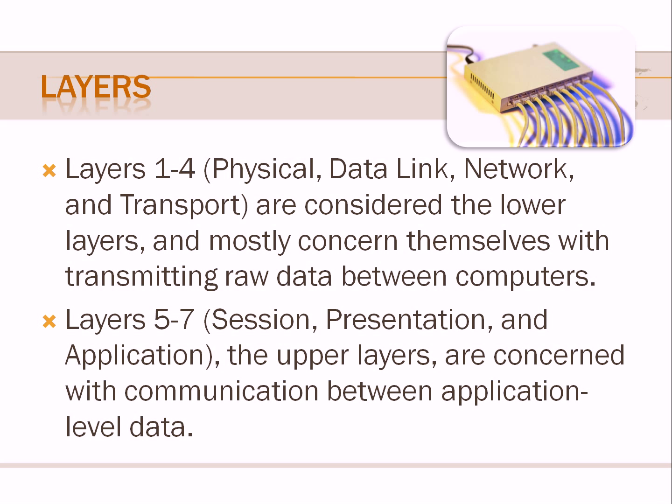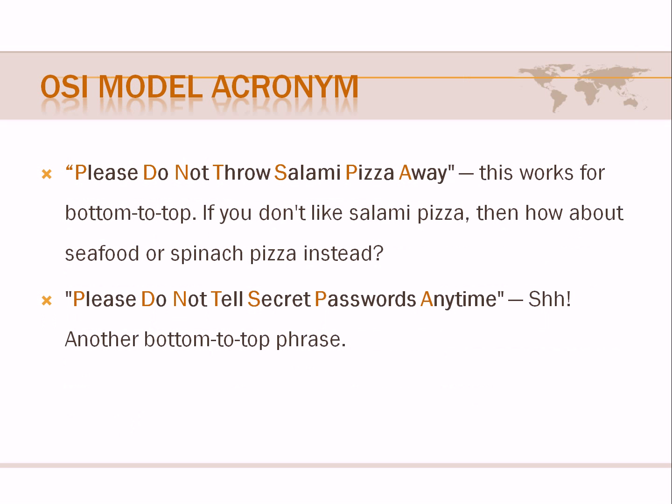Layers 1 through 4, physical, data link, network, and transport, are considered the lower layers. They mostly concern themselves with transmitting raw data between 2 computers. Layers 5 through 7, session, presentation, and application, the upper layers, are concerned with communication between application level data.